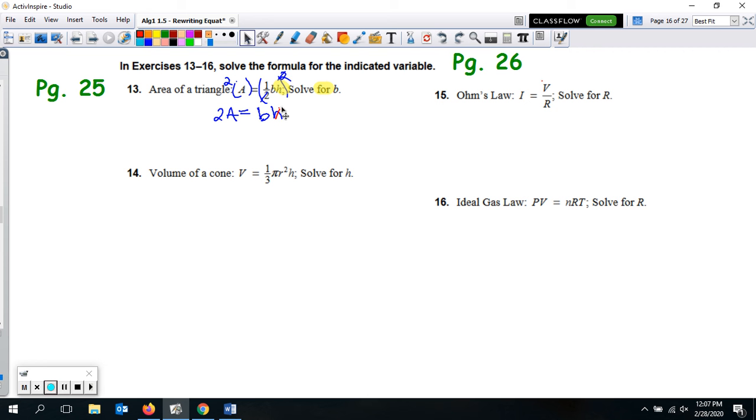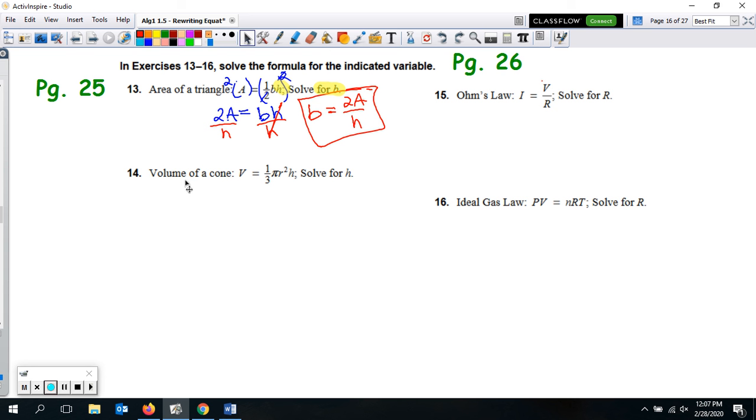Now I need to see how to undo this H here. I have to get rid of H, so I have to divide by H. Right now B is being multiplied by H, so to undo the H, we have to divide by H. When I divide by H, then I'll have B by itself. So the answer is B equals 2A over H. That's my answer. B is equal to 2A over H.